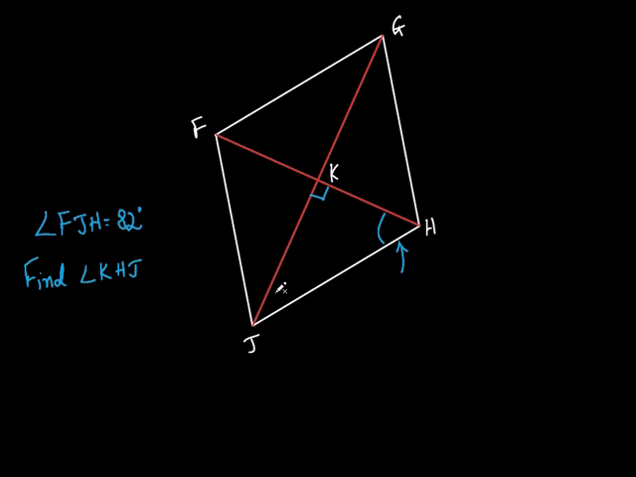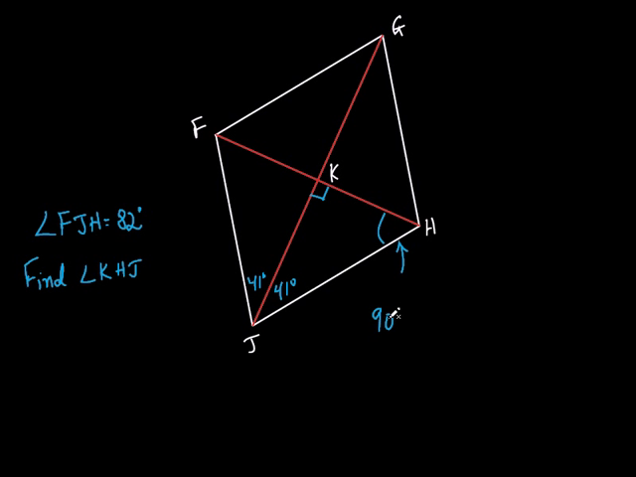I'm trying to find this angle, and I actually know this angle right here. Remember, I was told this whole thing is 82 degrees, so this angle right here would be 41 degrees, because remember, the diagonal bisects that angle J. So if the whole thing is 82, that would be 41. If I wanted to, I could put a 41 here as well. That's 82 degrees.